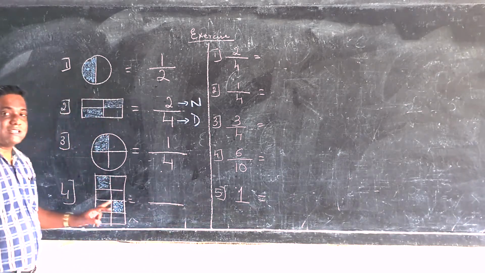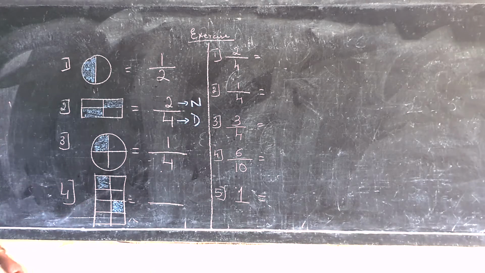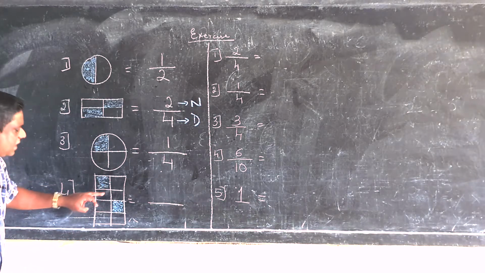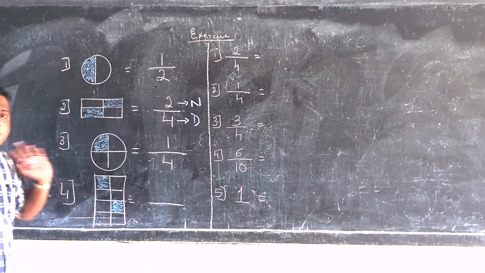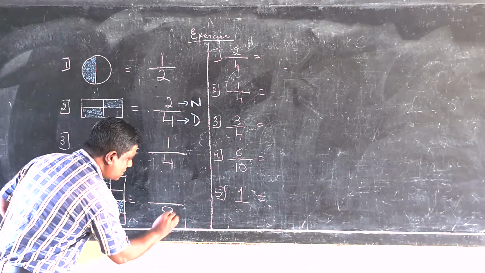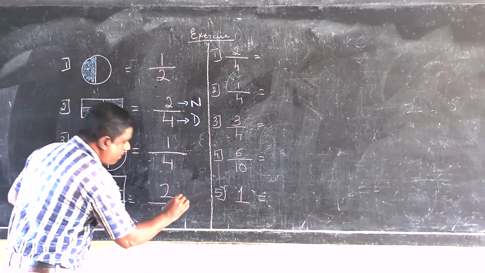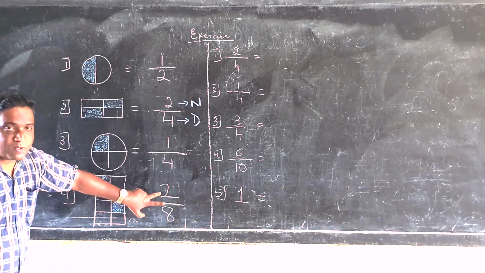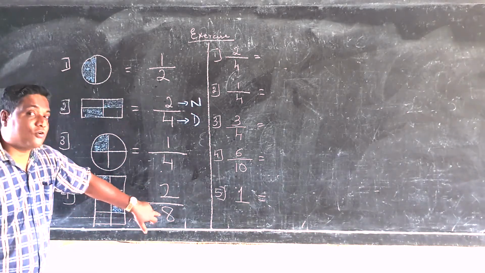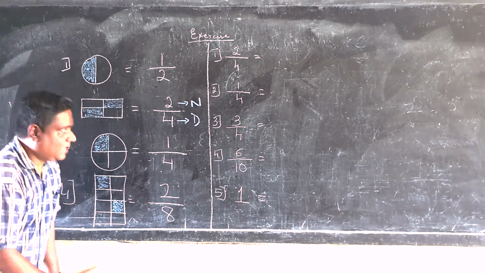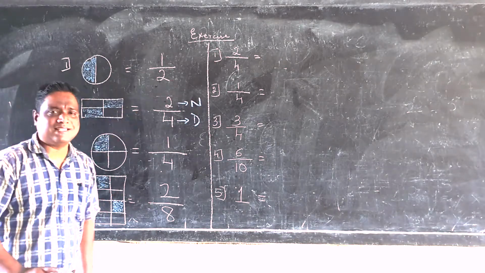Then we go for the fourth one. How many parts does this figure have? Count the parts. 1, 2, 3, 4, 5, 6, 7, 8. So 8 parts. How many parts are utilized? 2 parts. So 2 upon 8. So 2 is said to be the numerator, 8 is said to be the denominator. Then we go for exercise 2.